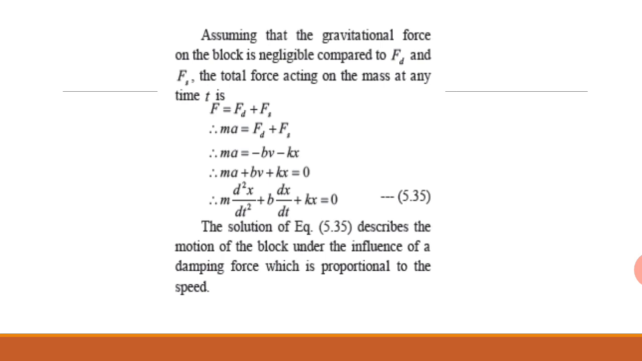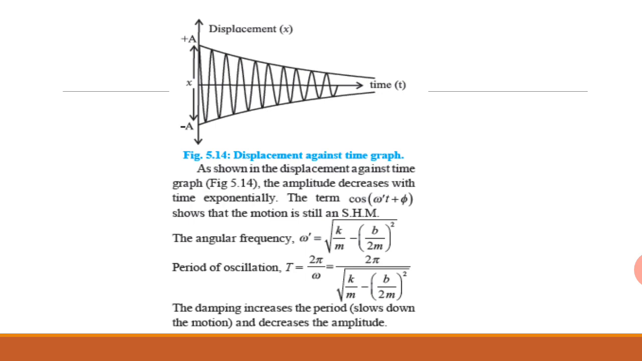So ma plus bv plus kx equals 0. Here m times a means the double derivative of displacement, and v means the derivative of displacement. So this solution describes the motion of the block under the influence of a damping force which is proportional to the speed. Now this is displacement.